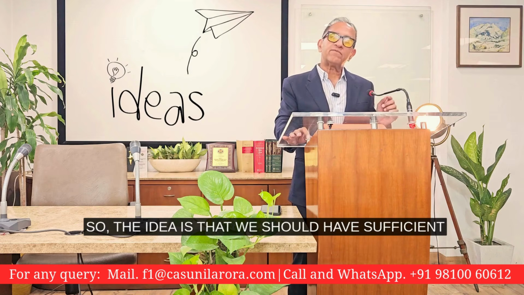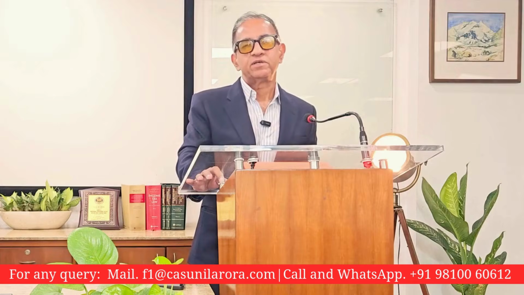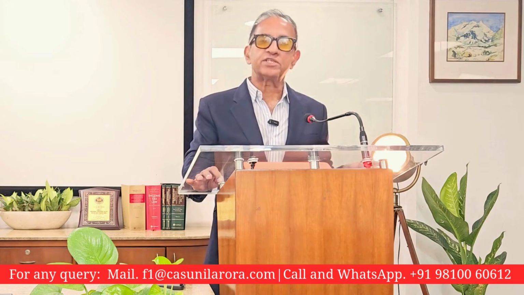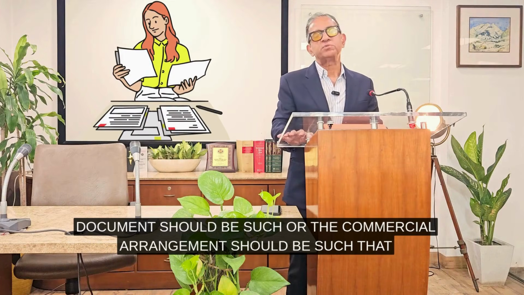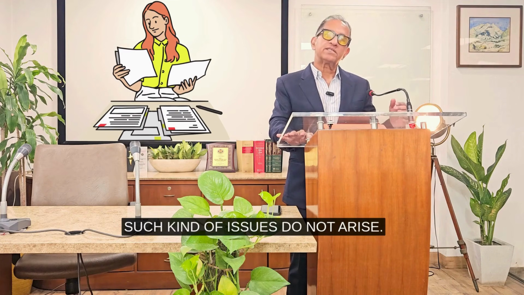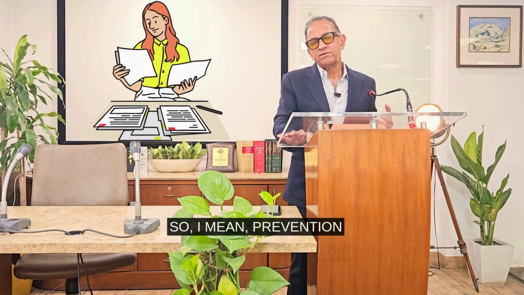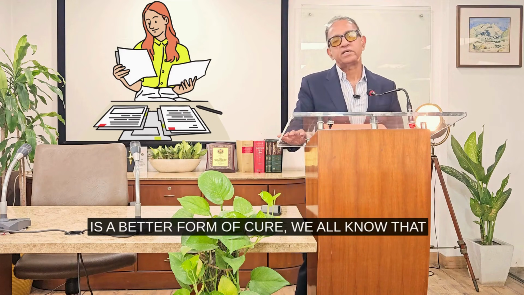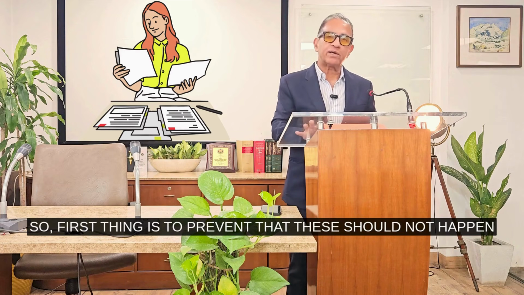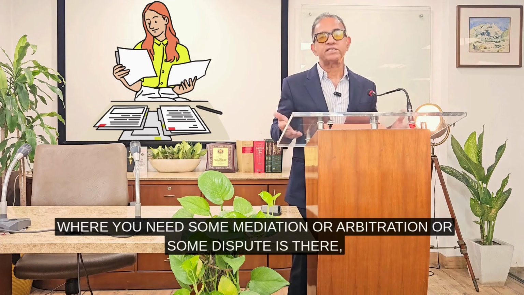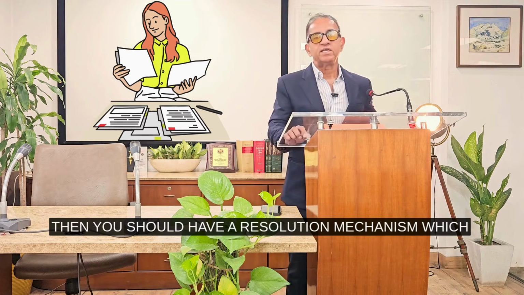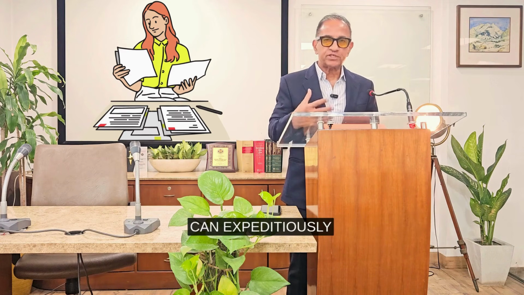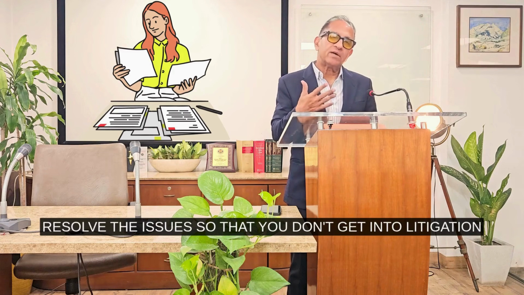So the idea is that we should have sufficient built-in mechanism for a mediation, arbitration, as well as dispute resolution, where you need a consultant for an end-to-end solution. The first thing is that the legal document should be such, or the commercial arrangement should be such, that such kind of issues do not arise. So, prevention is a better form of cure. We all know that. So, first thing is to prevent that these should not happen. But if at all it happens, if at all the situation arises where you need some mediation or arbitration or some dispute is there, then you should have a resolution mechanism which can expeditiously resolve the issues so that you don't get into litigation.